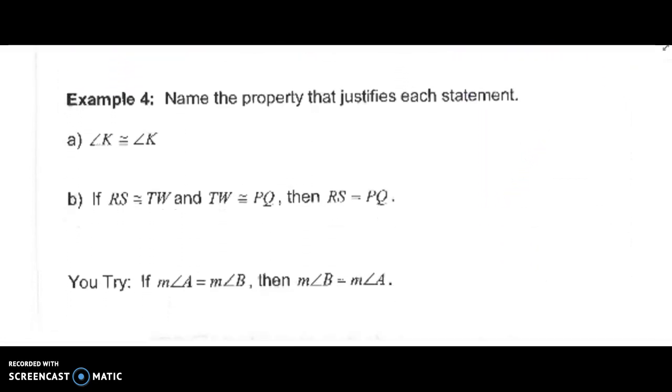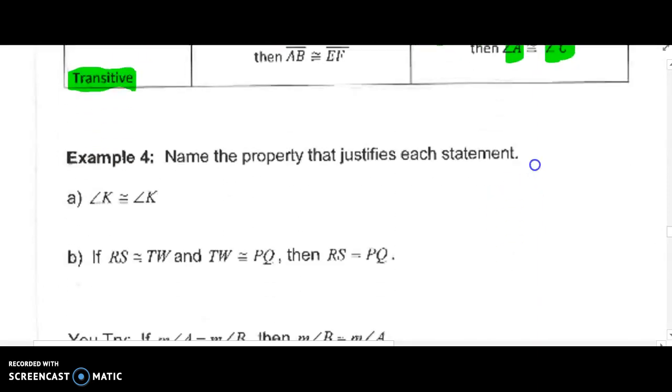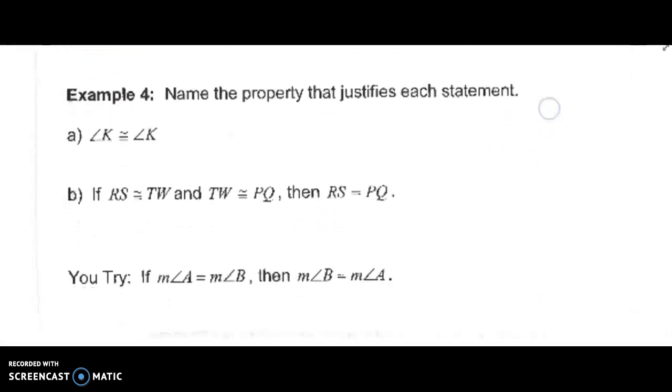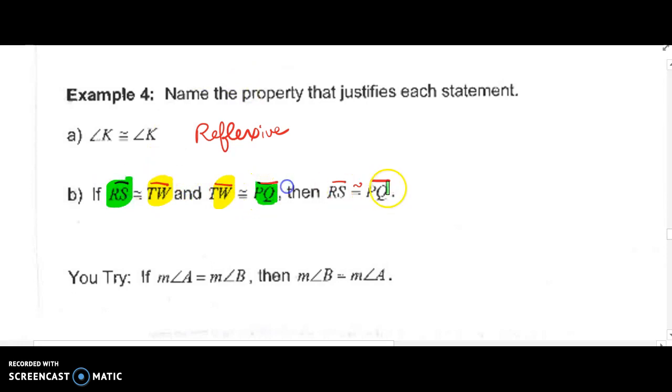So we're going to name that property. You're just going to look above and decide which property it is. For this first one, angle K equals angle K, I hope you said reflexive. Second one, RS is congruent to TW. Ooh, I'm missing my segment symbols. TW is congruent to PQ, then RS is congruent to PQ. Since both of these equal TW, they said that RS can equal PQ, and that would be transitive.